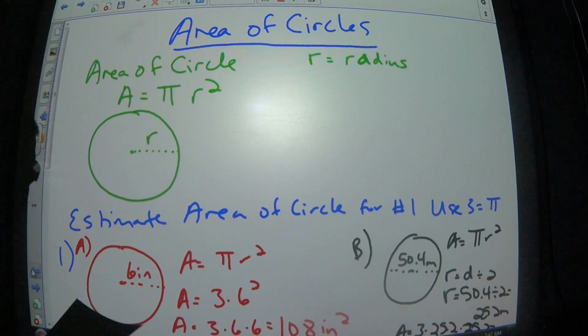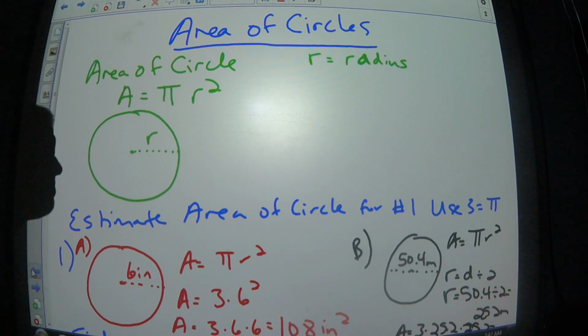All right, good morning and welcome to what I believe is the last section on area. So far we found area of composite figures, so things that are regularly shaped: triangles, trapezoids, parallelograms, rectangles. And now we're going to finish off by talking about circles. Circles revolve around something called pi.